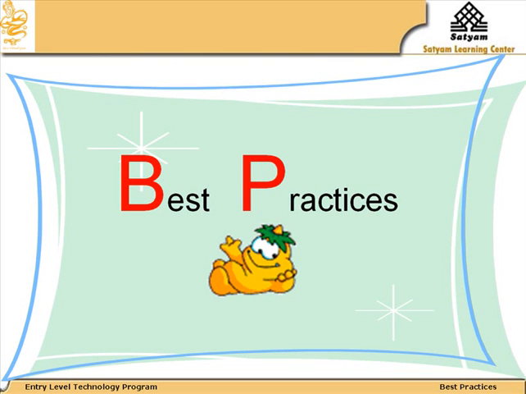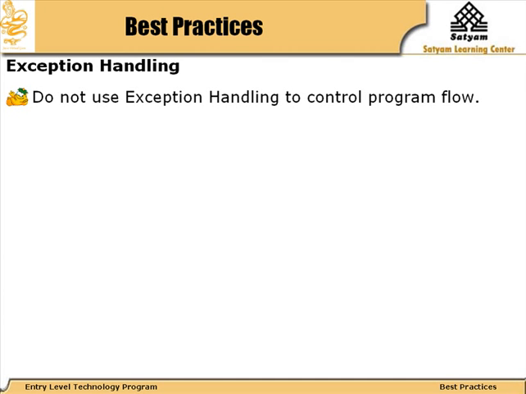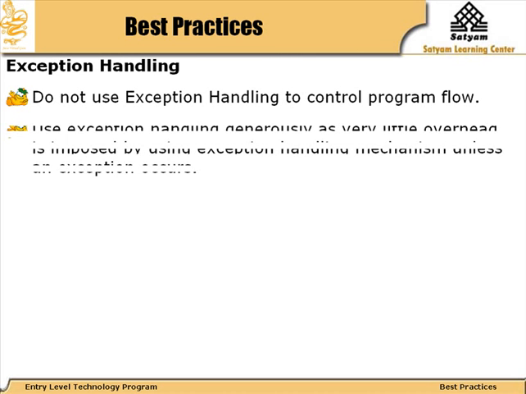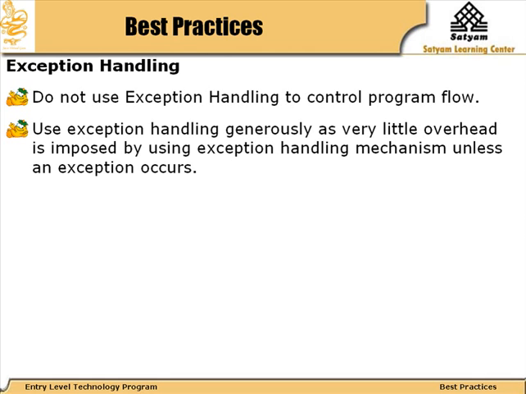In this section, I would talk about the best practices which help you improve your programming techniques. Best practices: exception handling. Do not use exception handling to control program flow. Use exception handling to tackle abnormal conditions or situations in your application. Use exception handling generously, as very little overhead is imposed by the exception handling mechanism, unless an exception occurs.